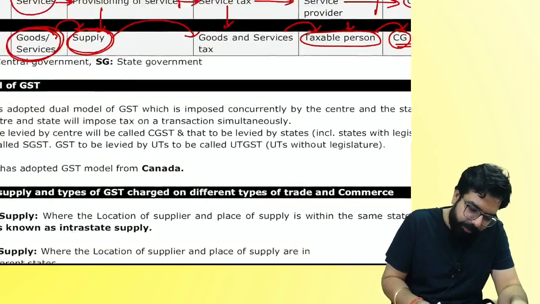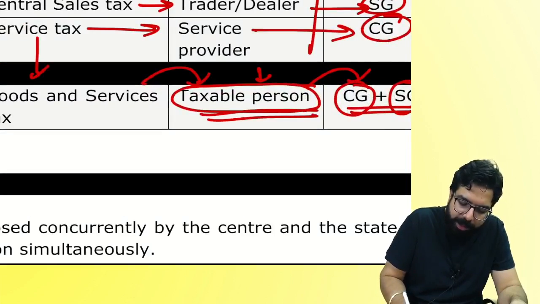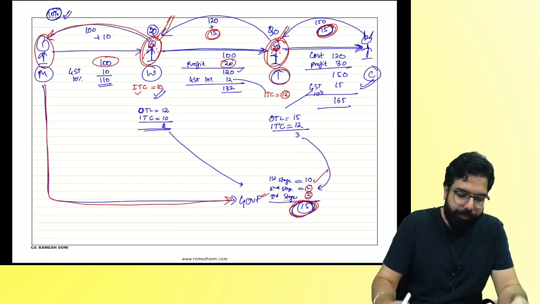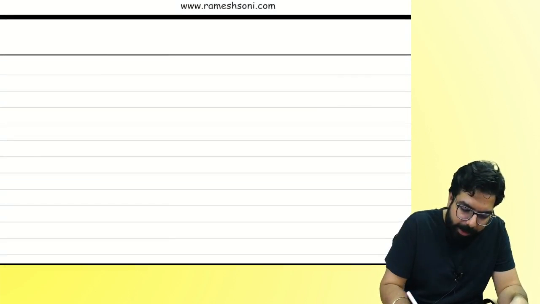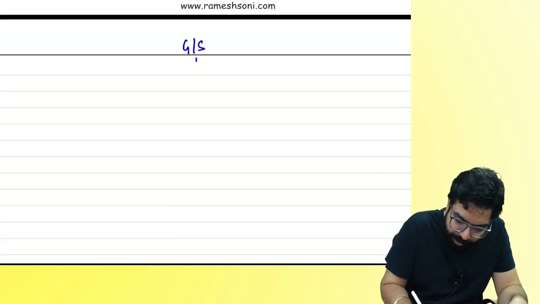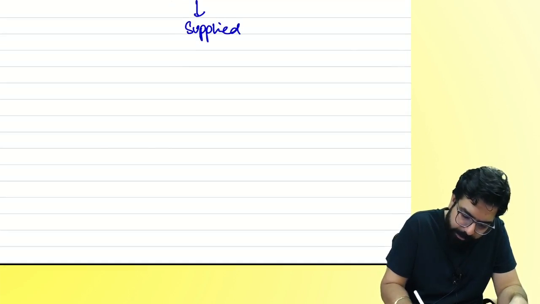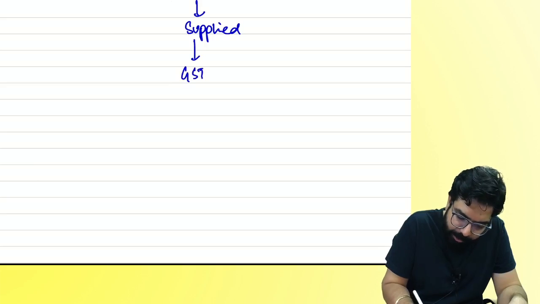Now, sir, what do you mean by taxable person? As of now, you think registered person. I'll talk more about it. So what is it told? Whenever goods or service will be supplied, GST will be levied.